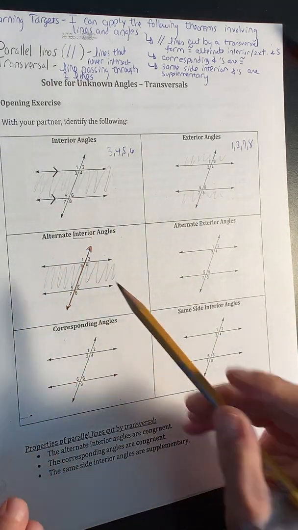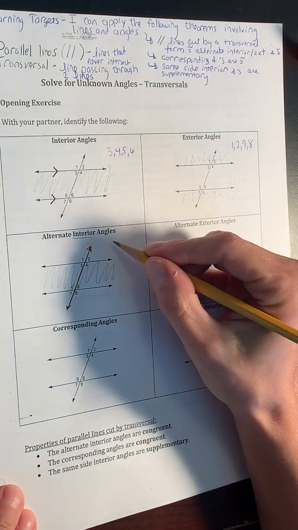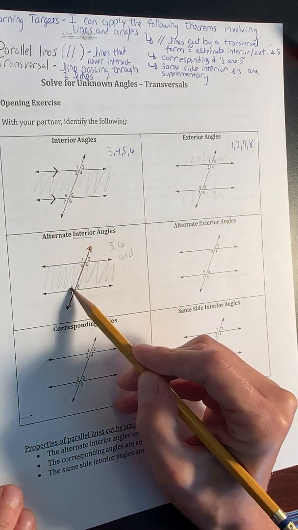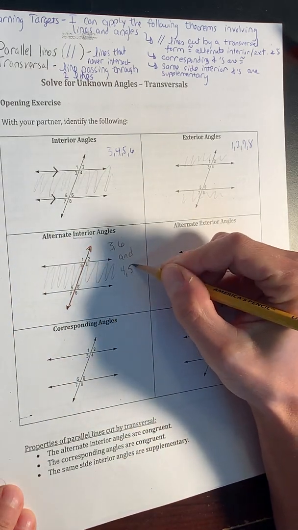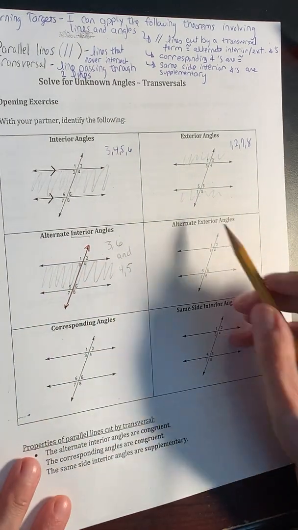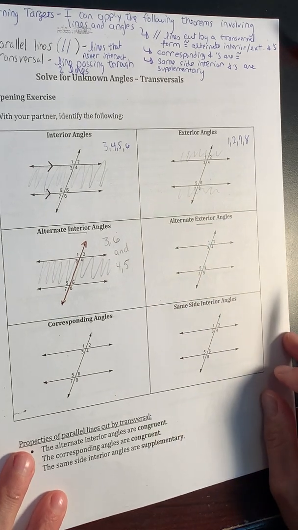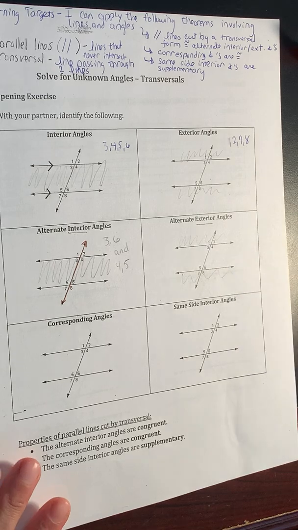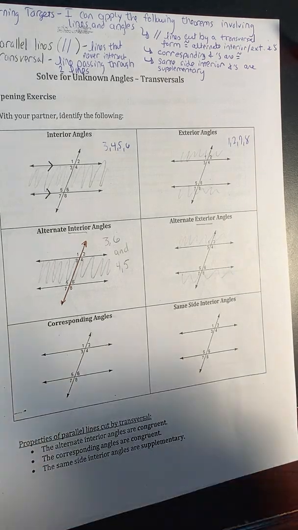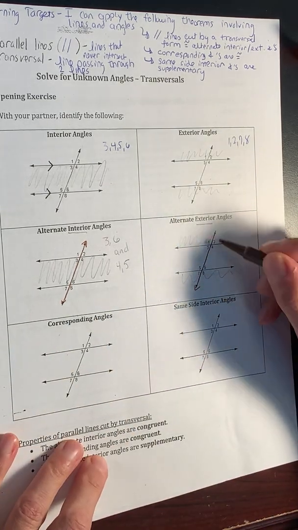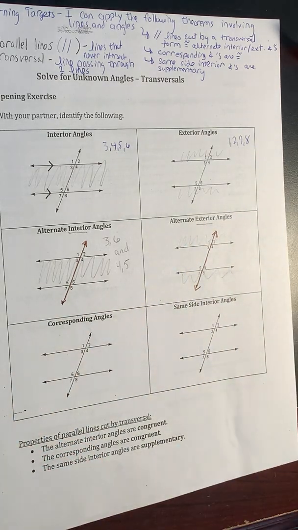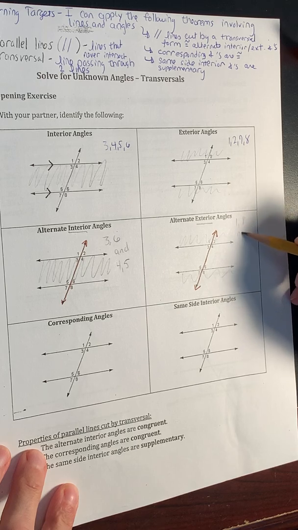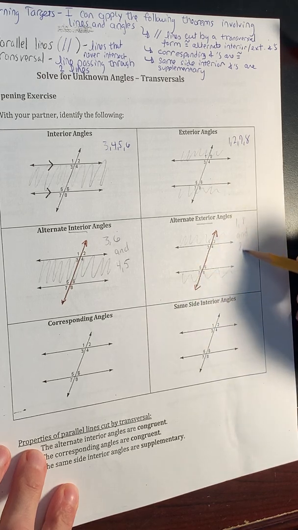So one pair would be 3 and 6. The other pair would be 4 and 5. Alternate exterior, you see the word exterior, that means located on the outside of the parallel lines. Again, alternate means opposite sides of the transversal. So in this case, we would be looking at 1 and 8 would be one pair, and 2 and 7 would be the other.